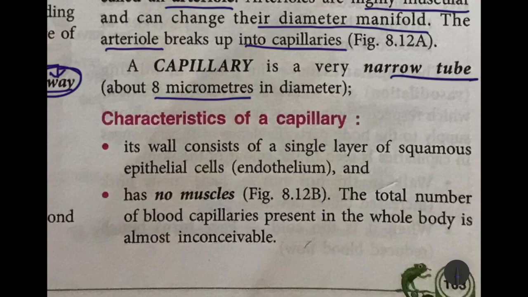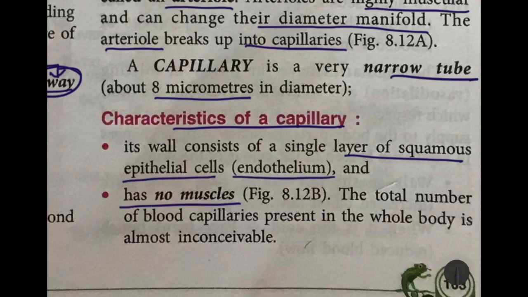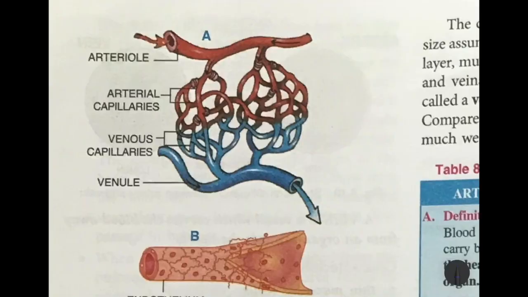The artery breaks up into arterioles. The arterioles further break up into capillaries. So the characteristics of a capillary: the wall consists of a single layer of squamous epithelial cells, or endothelium. It does not have any muscles, and the total number of blood capillaries present in our body is almost inconceivable. Inconceivable means we can't even imagine how many capillaries are there in our body.